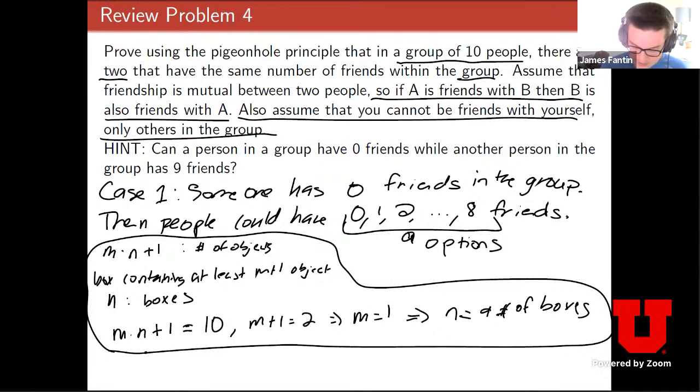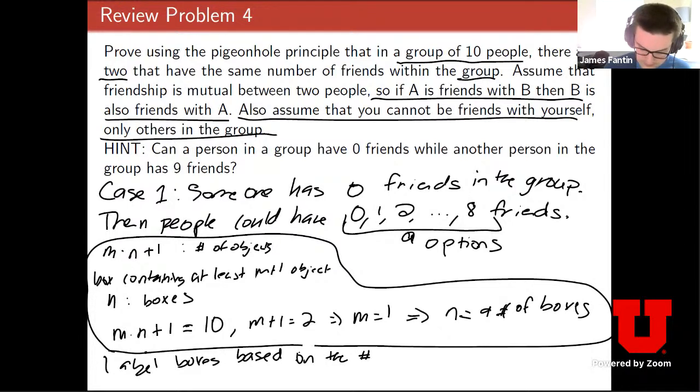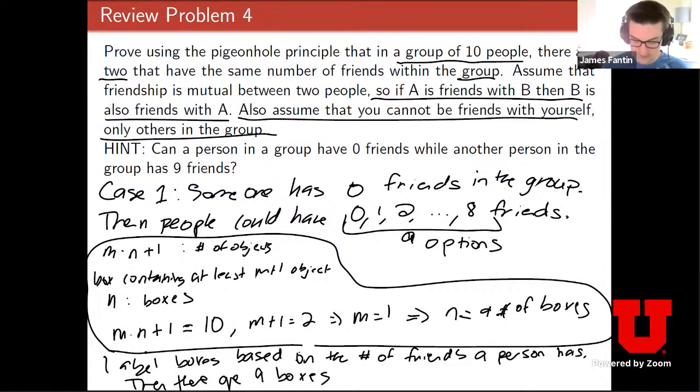well, these are the possible number of friends and we have 9 options, we can just label those as the boxes. So label boxes based on the number of friends a person has. Right, so then there are 9 boxes because there's 9 total options. You could have 0 through 8 friends since we already eliminated that you can't have 9 friends. So there's 9 boxes, 10 people. And then by the Pigeonhole principle, I'll just abbreviate it PHP, 1 box has to have 2 people.